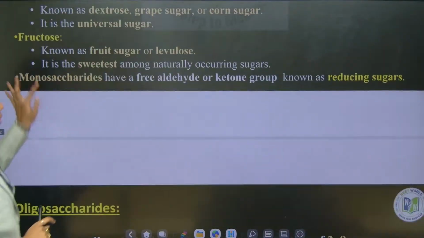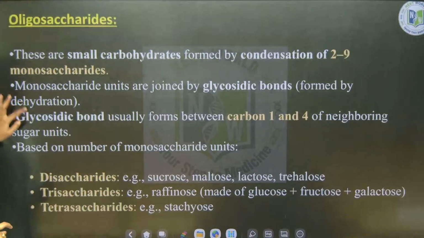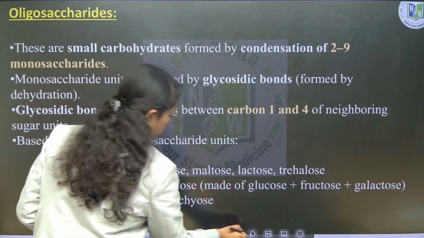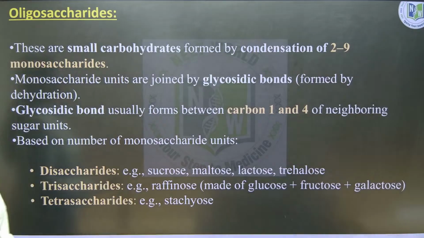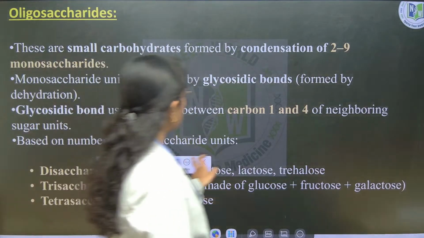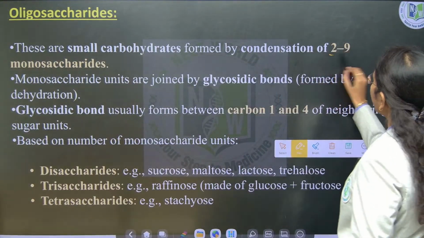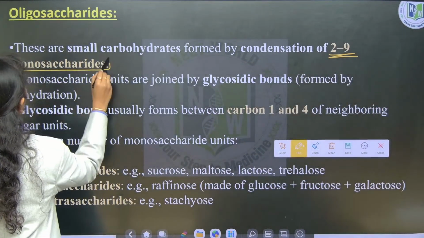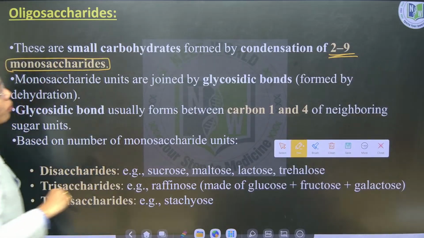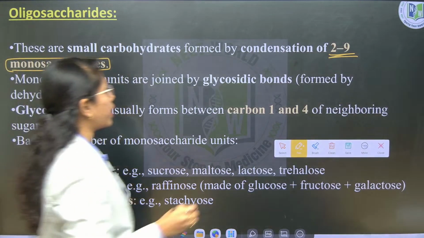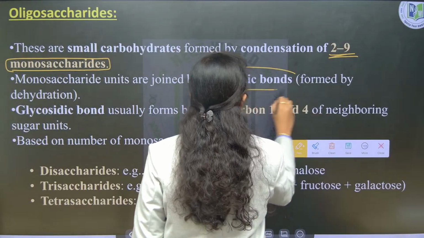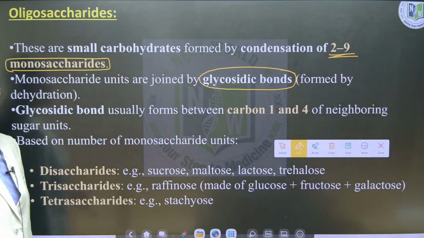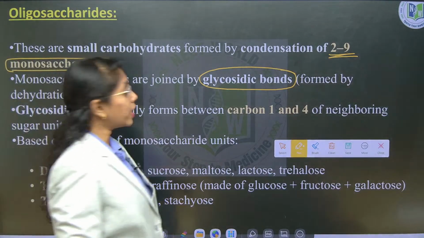Then we will move on to oligosaccharides. Oligosaccharides are small carbohydrates. They are formed by condensation of 2 to 9 monosaccharides. Remember that. Monosaccharide units are joined by glycosidic bonds, as I told you, because of their free aldehyde and ketone groups.